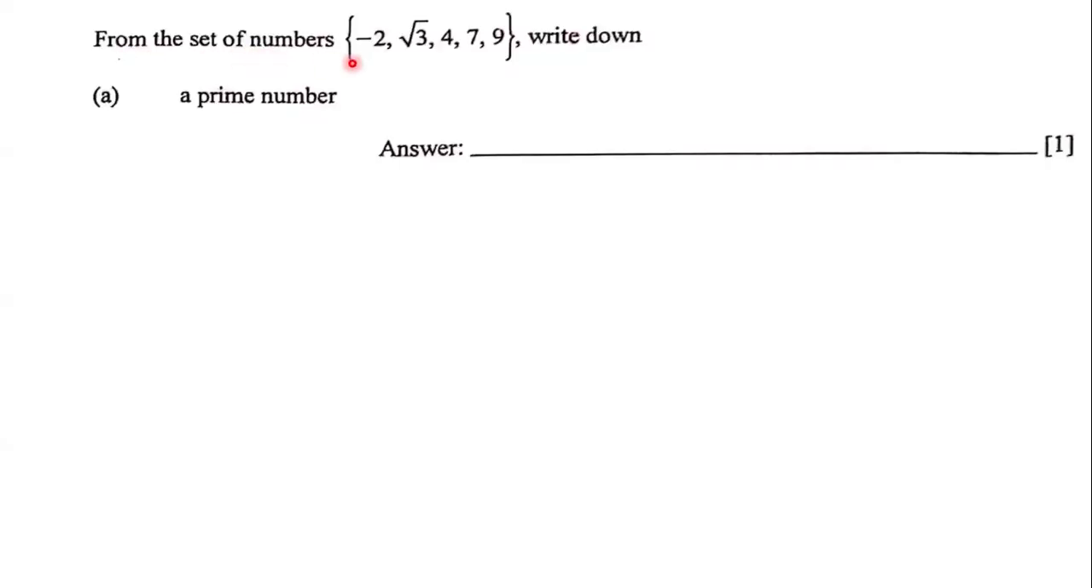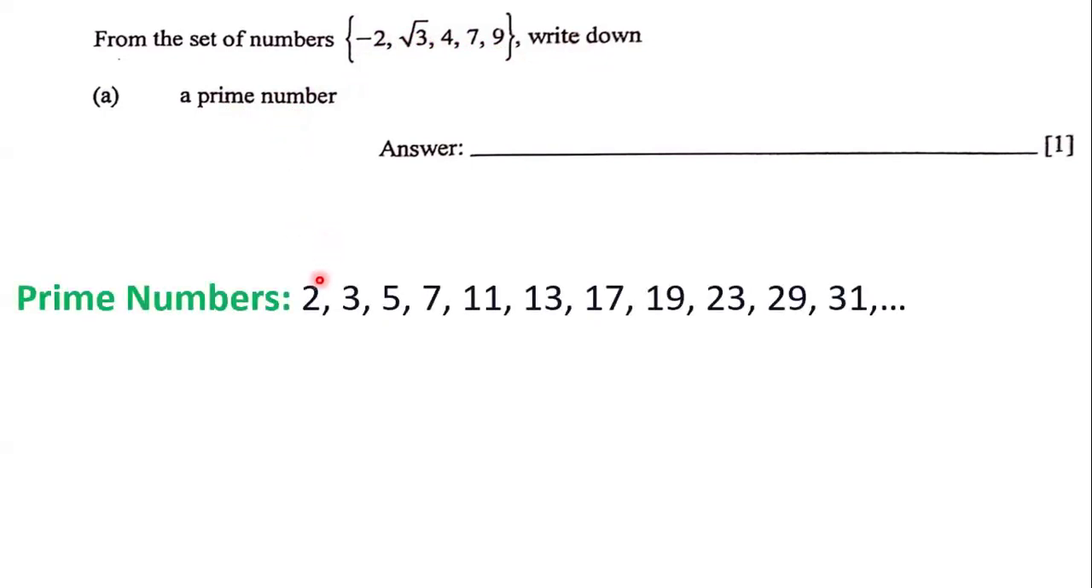From the set of numbers, -2, the square root of 3, 4, 7, and 9, write down a prime number. Now, what is a prime number? A prime number is a number that only has two factors, 1 and itself. And prime numbers start at 2, okay? And so let's list some prime numbers.